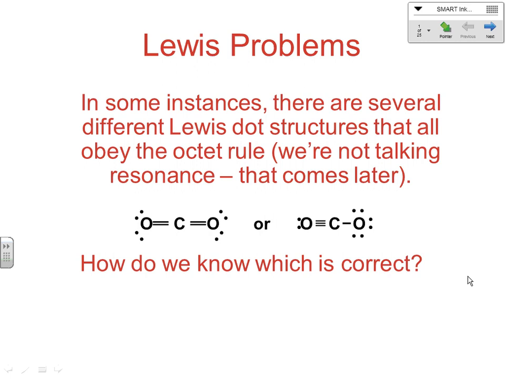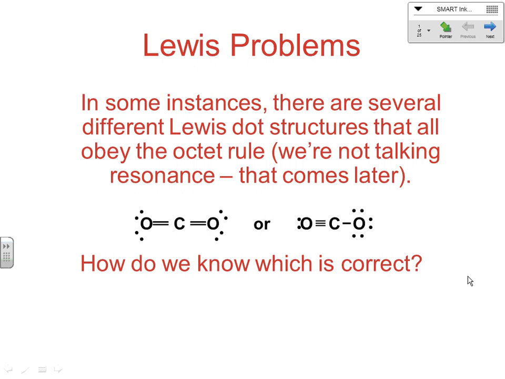Now we're going to start where we left off yesterday, which is looking at drawing Lewis dot structures. One of the problems that arose with Lewis dot structures is that there are some instances where there were actually several different Lewis dot structures that would all obey the octet rule. We're not talking about resonance. We'll get into that in a second. That's going to come after we get into formal charge here.